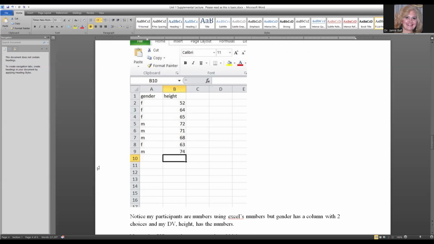Here's what my data file would look like. If I was asked to describe my file, I'd say I'd use an Excel document. It'll have 2 columns. I'll use the numbers off to the side for the participant number, and 1 column will be gender with 1 or 2 for male or female, or F or M for male or female, and height with the height in inches.